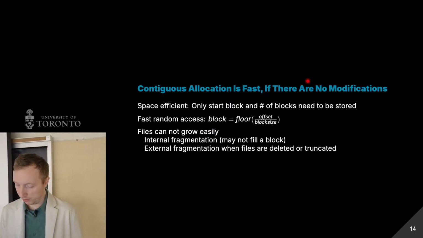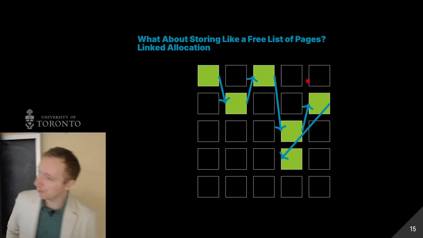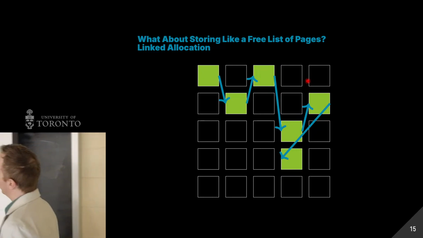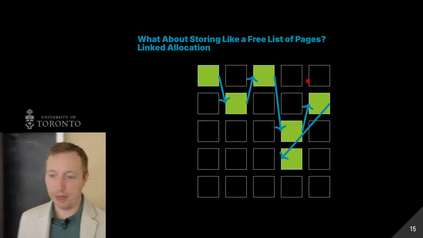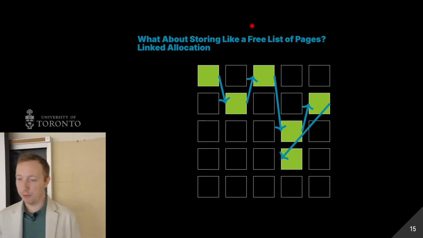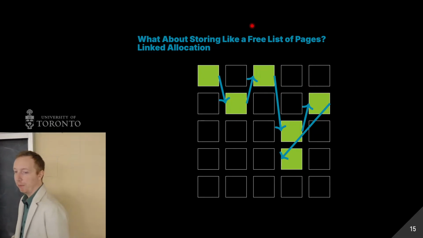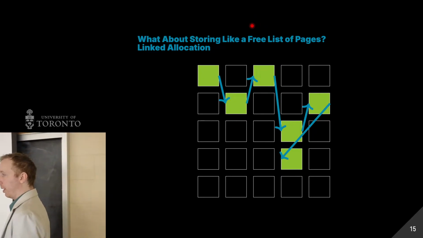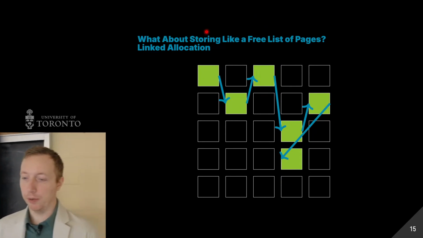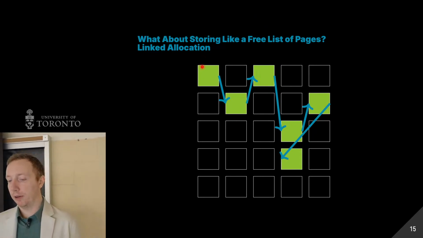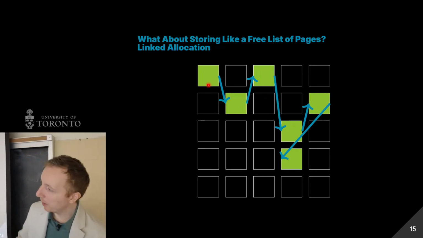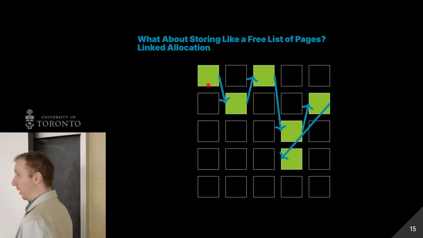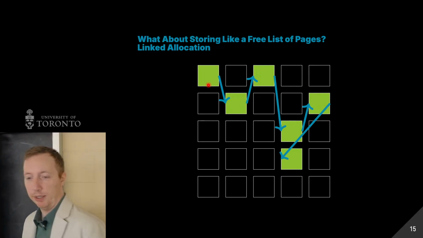All right, so everyone likes linked lists. So what about that as an allocation strategy? We had a free list of pages. So what if I used a linked list to describe the contents of a file? If I did that, on each block maybe I reserve a little bit of space for the next pointer. So it'll just be a simple singly linked list.